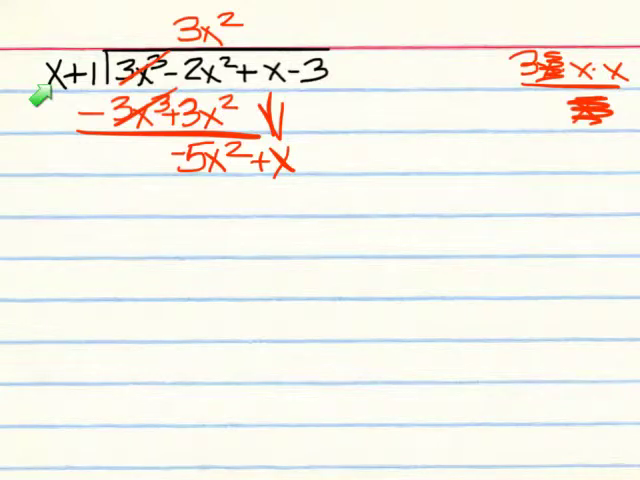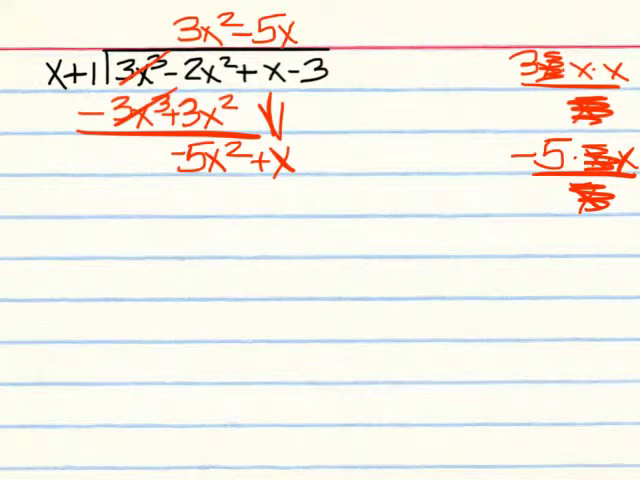What do I have to multiply this x by to get negative 5x squared? Write it out as negative 5x squared over x. You can cancel out an x, top and bottom. You're left with negative 5x. So that goes right here above the x term. And then multiply negative 5x by each of these items outside and put it down here. Negative 5x times x should be exactly what's just above it. And then negative 5x times 1 is just negative 5x.